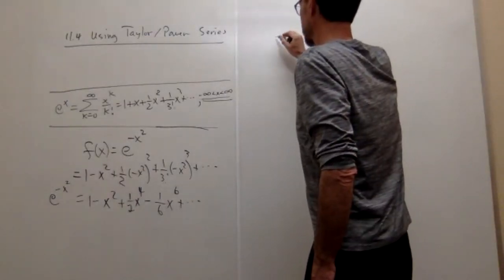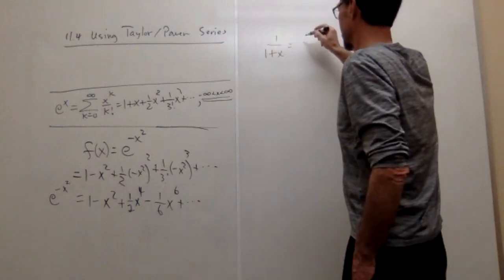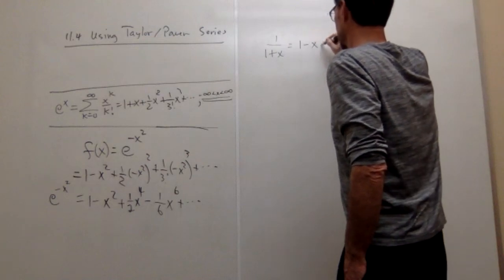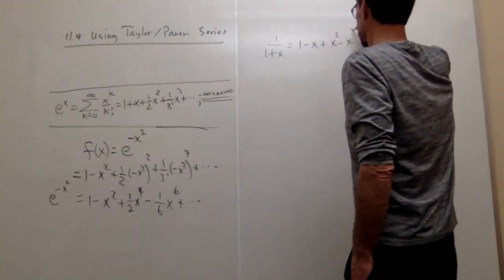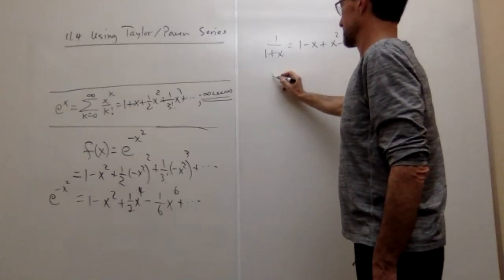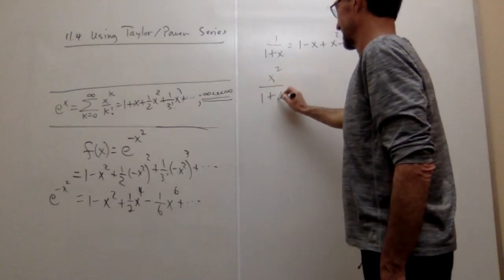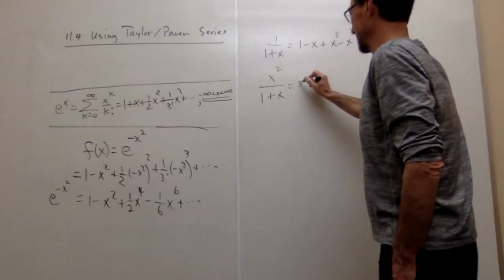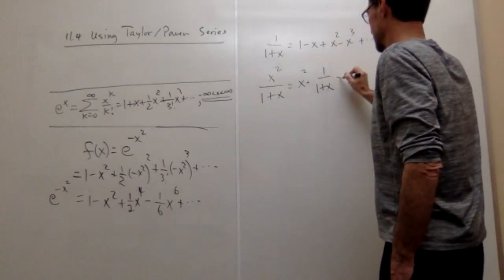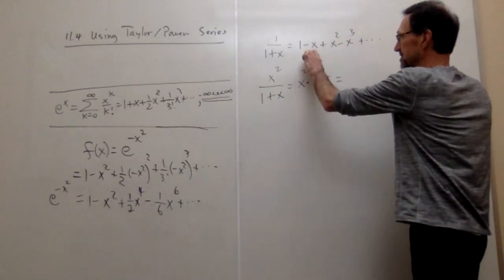So let's go back to the first example. We had 1 over 1 plus x. The power series for it was, let me see, 1 minus x plus x squared minus x cubed. And now I want to find a power series for, let's say, x squared over 1 plus x. So I'm going to think about that as x squared times 1 over 1 plus x. So separate this out, and then I get this function whose power series I know.